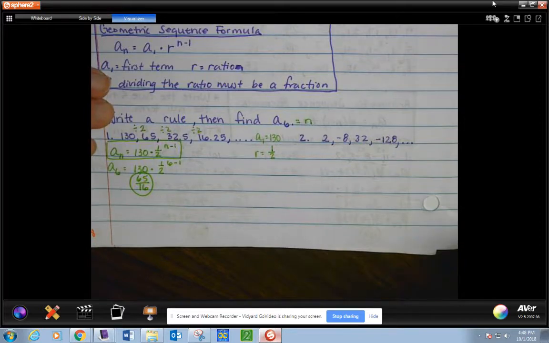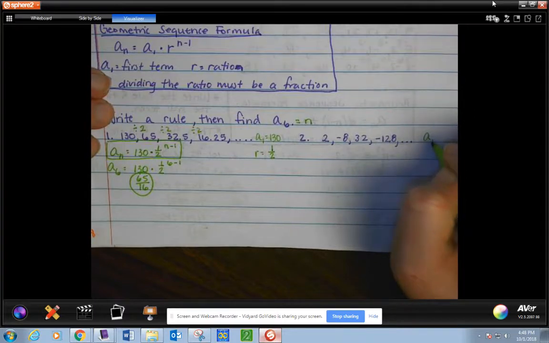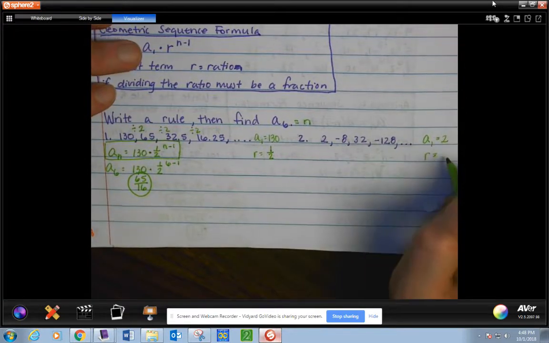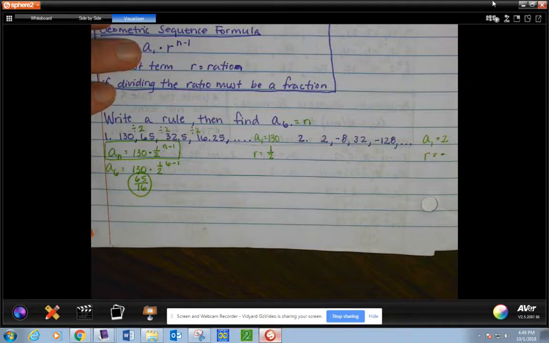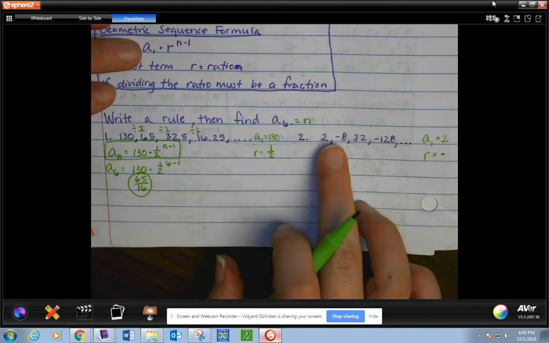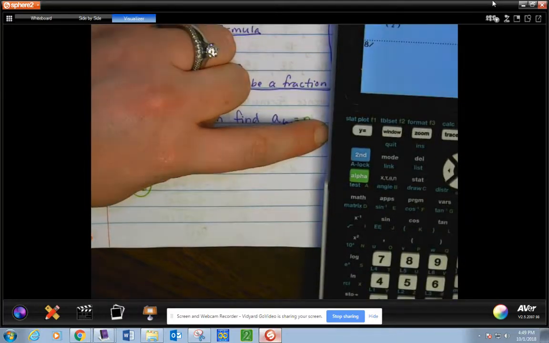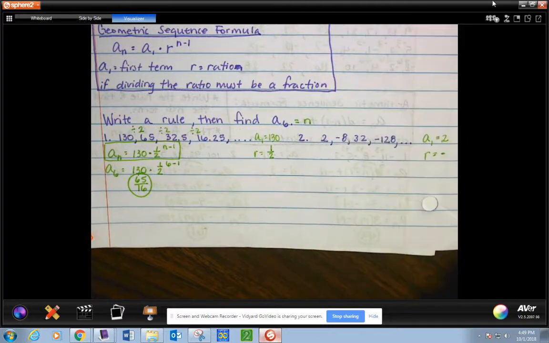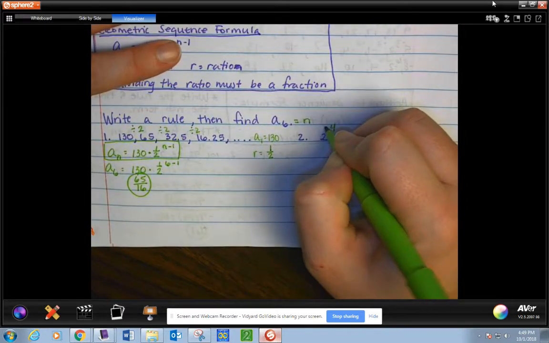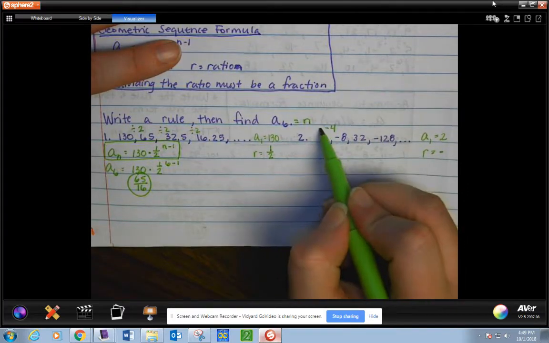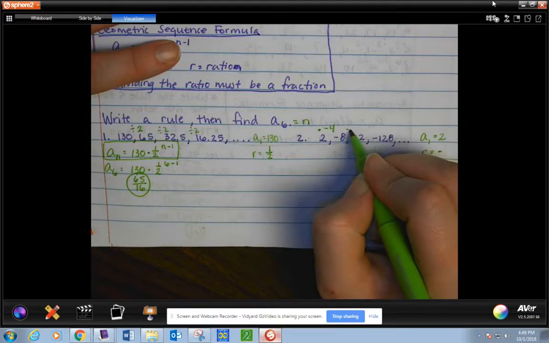Okay, for example 2, I have 2, 8, negative 8, 32, negative 128. So my first term is 2, and now I just need to find my ratio. But I'm going to go ahead and already write something because since my signs are alternating, I know it's going to be a negative. Now I just have to figure out how it's changing from 2 to 8, from 8 to 32. So I'm going to take the second number, which is 8, and divide by 2. That's a 4. I know it's a negative 4 because I already distinguished my signs alternate, so it's negative. And since my numbers are getting bigger, I am multiplying by negative 4. So you just have to check to make sure.